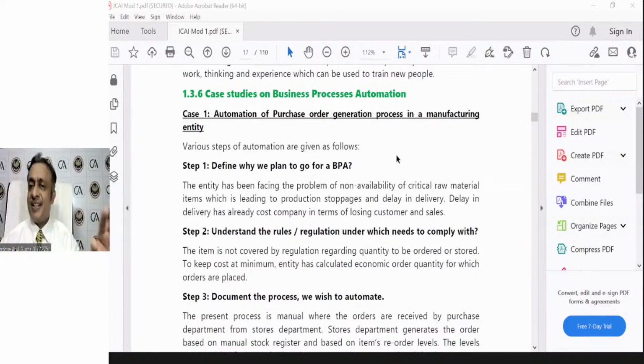Good. Fantastic case. The entity has been facing problem of non-availability of critical raw material, which is leading to production stoppages and delay in delivery. Delay in delivery has already cost company in terms of losing customers and sales. Fantastic. Because raw material was not being timely ordered.